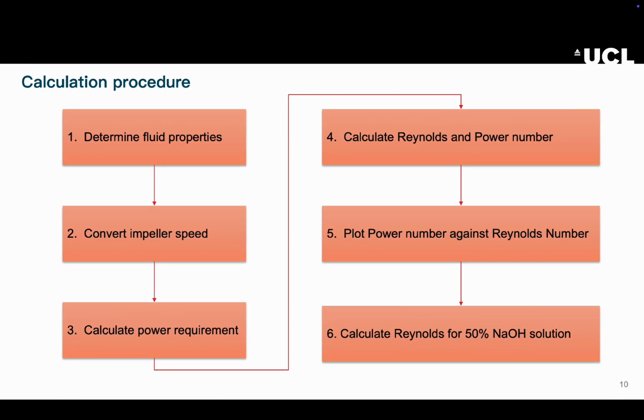To outline a very brief procedure of how calculations were conducted, we would first determine the fluid properties by finding the density and viscosity of 50 and 100% glycerol using linear interpolation. We would then convert the impeller speed from rotations per minute to rotations per second to be used for Reynolds and power number calculations. Next, we'll calculate the power requirement utilizing angular velocity and torque, and then calculate the Reynolds and power number for each impeller and tank configuration and plot a graph for this. Lastly, we'd calculate the Reynolds number for a 50% sodium hydroxide solution at various temperatures, densities, and viscosities.